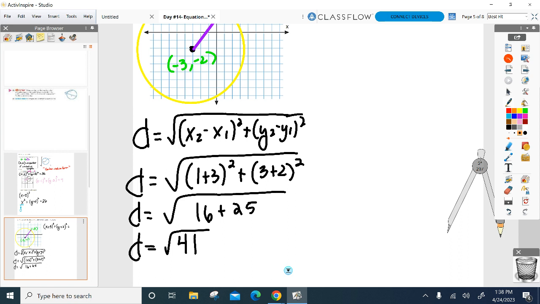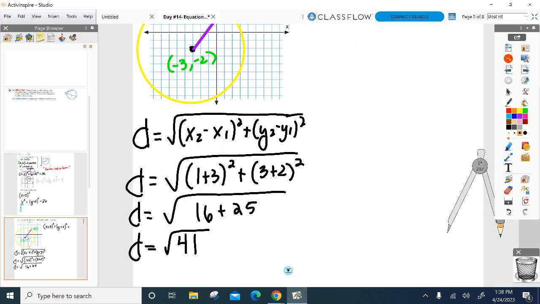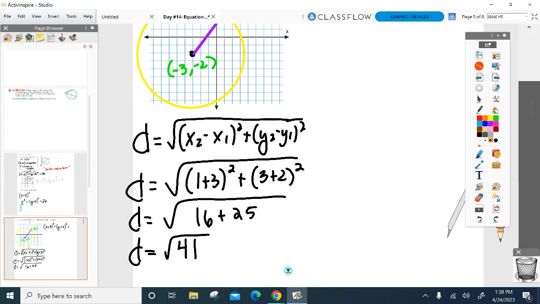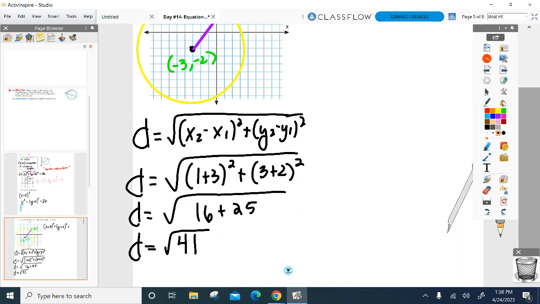Everyone getting square root of 41? Yes. Okay, what's going to go into the equation then for r squared? All right, can you please finish it now? What's going to go in for r squared? Square root of 41 is going in? There's 41, yep.